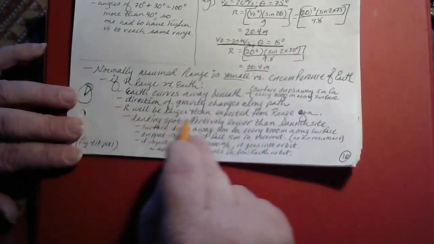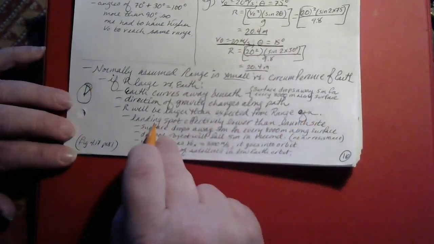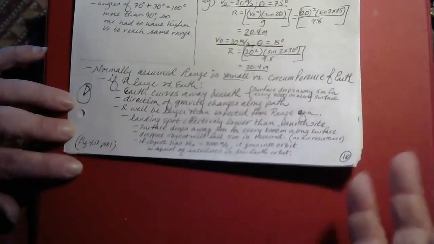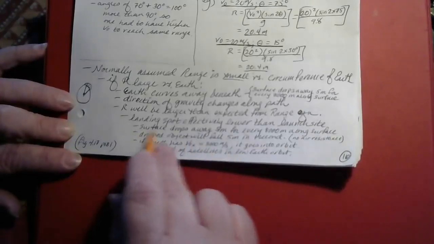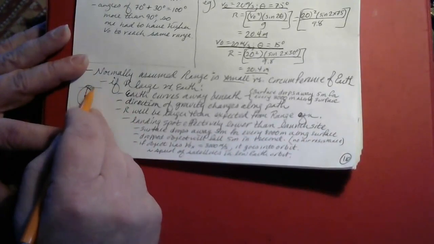The range will end up being larger than expected from the range equation because of the way the surface of the Earth drops away as you go along. Because the landing spot also is effectively lower than the launch site. We're used to a situation where when you launch a projectile, it comes back down to the same level or the same elevation. Here, effectively, you've launched it from here, but it doesn't land until down here. So that effectively makes the landing site lower than the launch site.